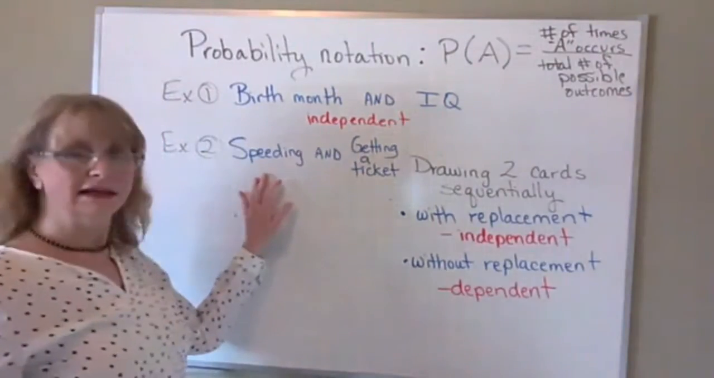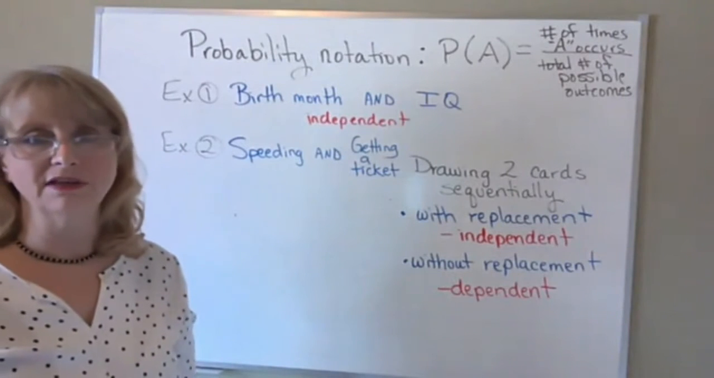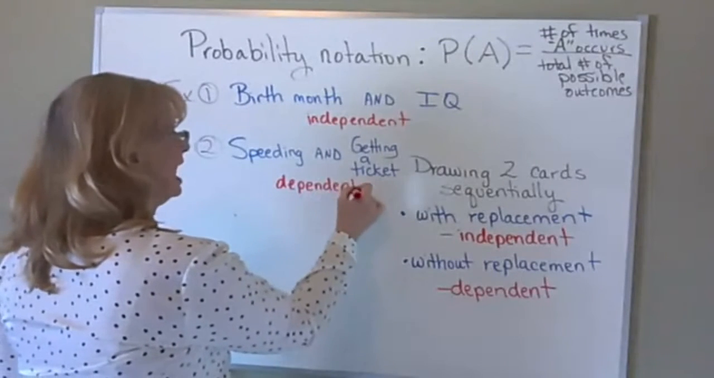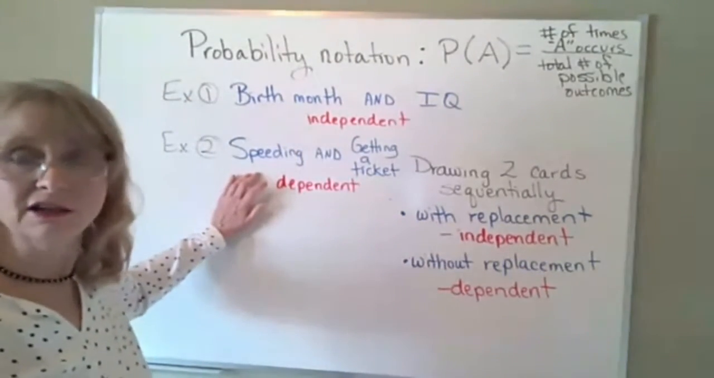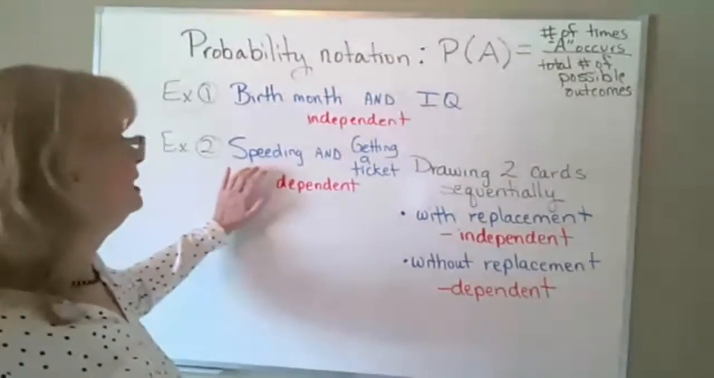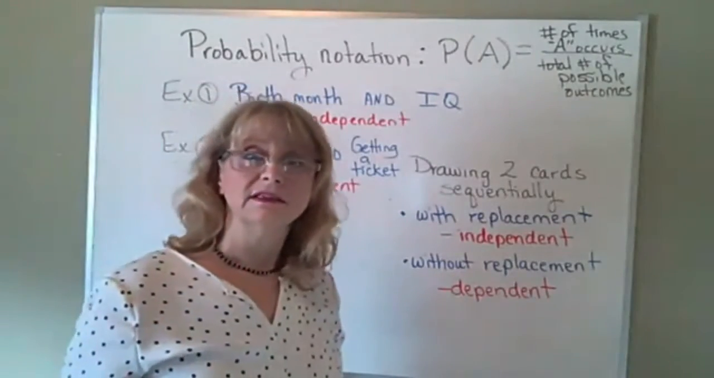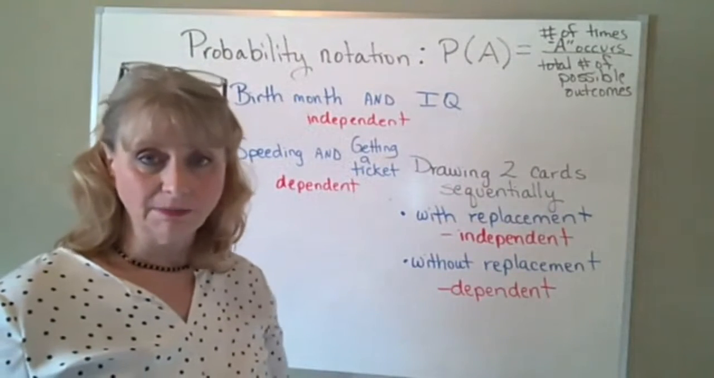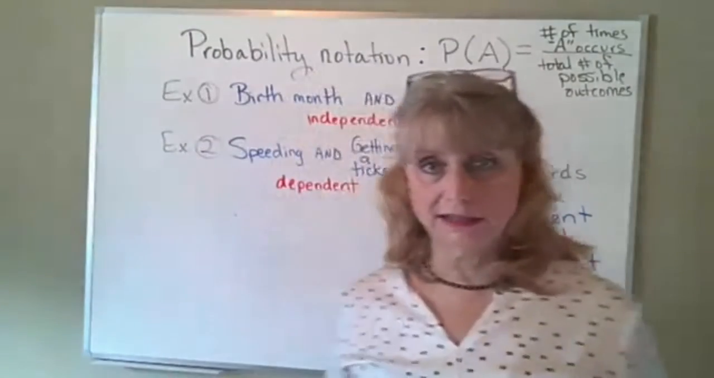What about this one, speeding and getting a ticket? Can the occurrence of one thing affect the probability of the other? Dependent? Those are dependent, yes. So notice it doesn't have to be a for sure. People sometimes speed and don't get a ticket, right? But if you speed, it does affect the probability of getting a ticket. Just like if you park illegally, it affects the probability of getting a parking ticket. So all it has to do is possibly affect.